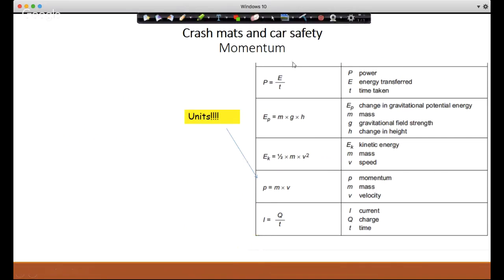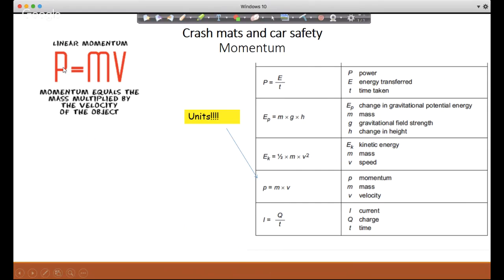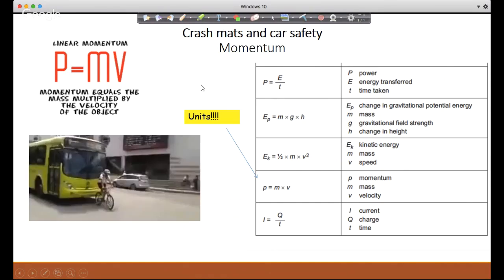Okay, so a little bit of crash mats and momentum. I've already gone through all of the units here, and I've also shown you how to work out the units from units of mass, which is kilograms, and velocity, which is meters per second. Over here we've got the equation p equals m times v. Calculating the momentum of the object is really just its speed times its mass. This explains why, if you were to get hit by either the bus or the bicycle, it's going to be a lot nicer to be hit by the bicycle, because the mass is so much smaller that the overall momentum that's going to be transferred into you will be much less.